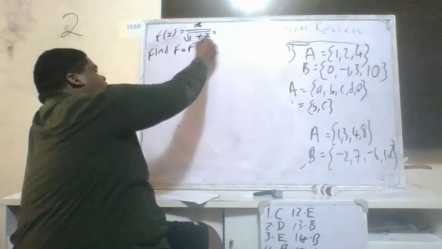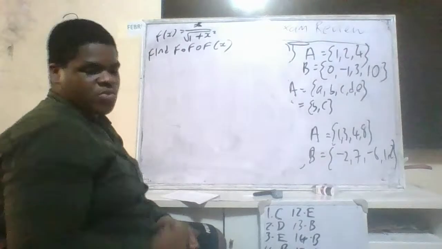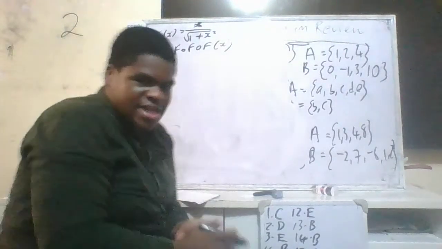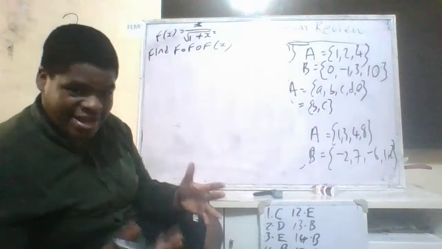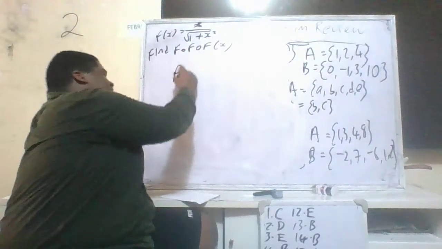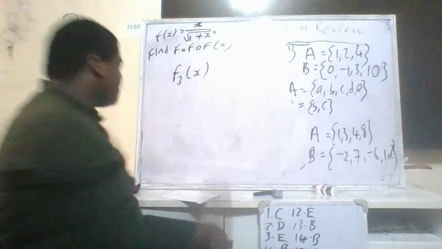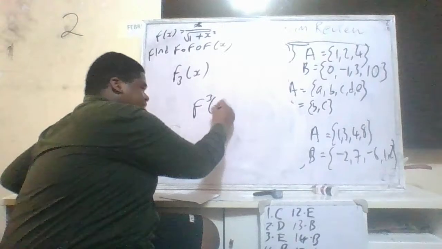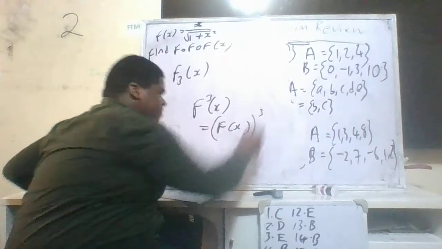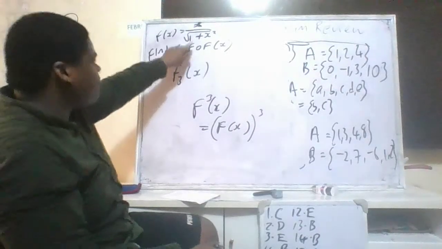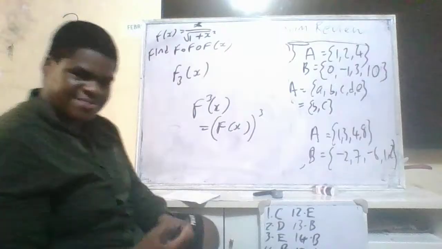f of x. I have asked lecturers if we can simplify this function instead of having f of x. Let's simplify it to f subscript 3 of x. You understand now? Because if we have f to the power of 3 of x, this is equal to f of x all to the power of 3. Then when you have f of x, it should be f subscript 3 of x.